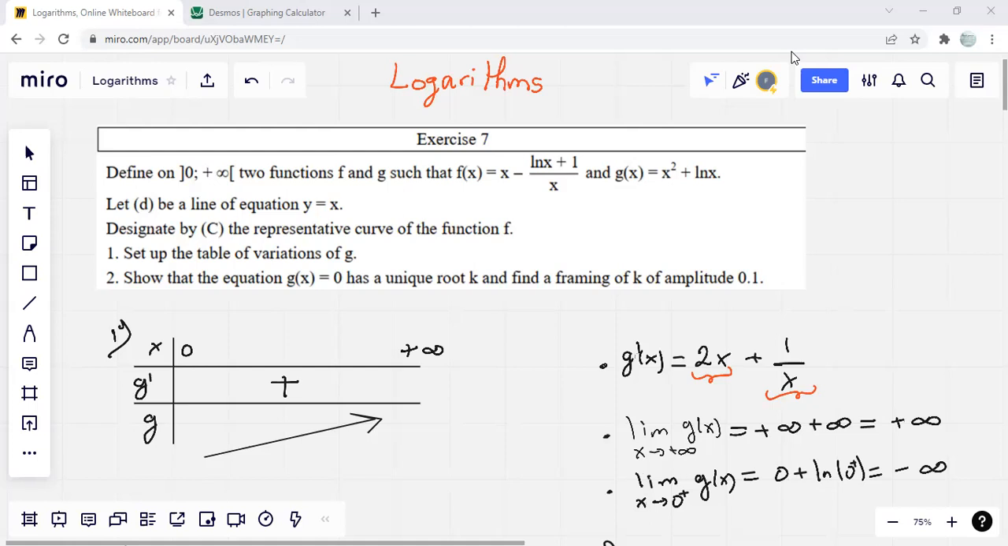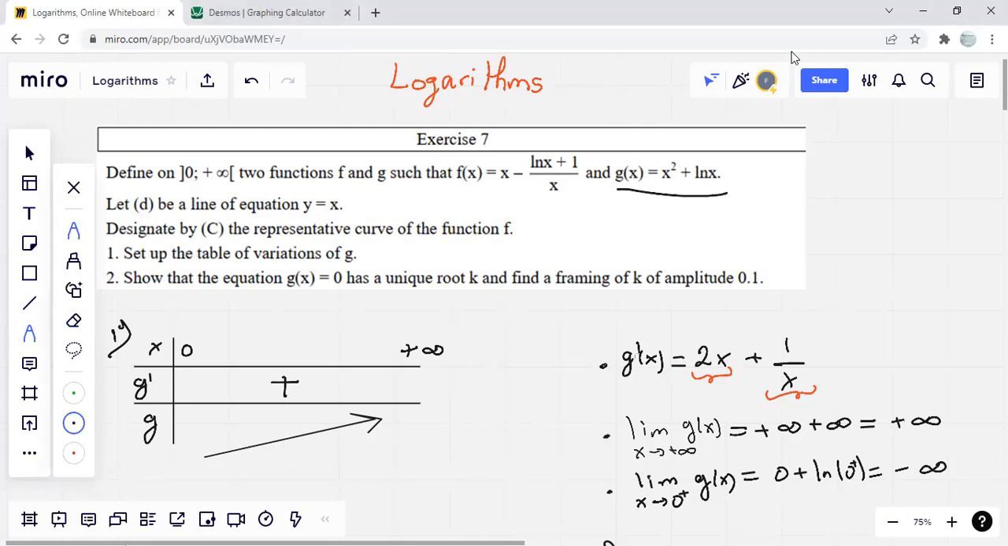It contains many ideas that will be important for the exam and for the other exercises that we will solve in class. Okay, so they gave us two functions, f and g, defined on this interval, 0 plus infinity. And they gave us a line D of equation y equals x. The first part is to set up the table of variation of g. Okay, so as you can see, g here is this function.